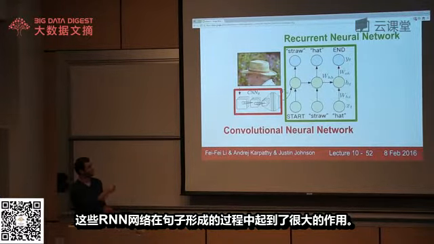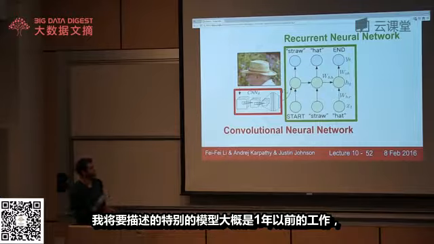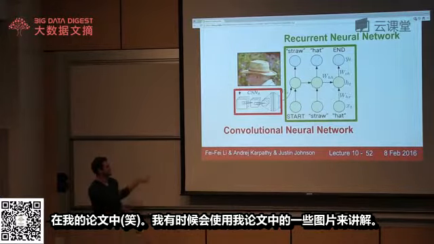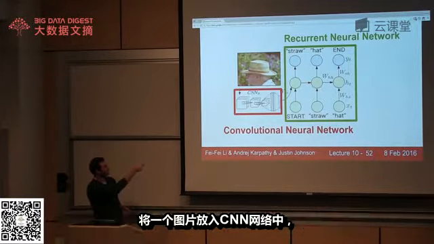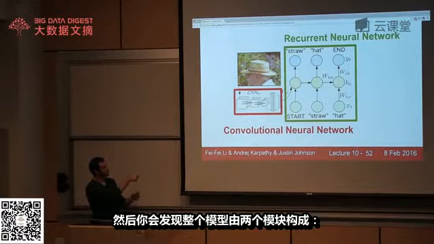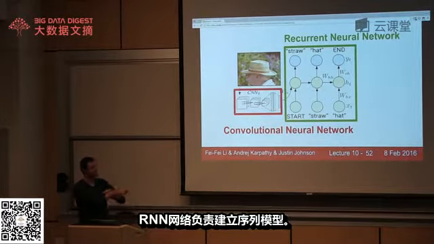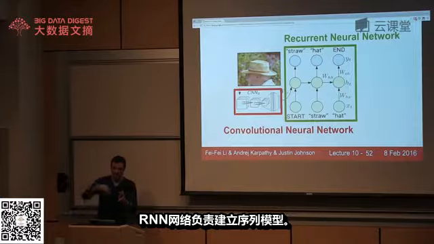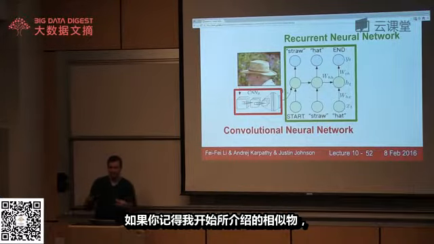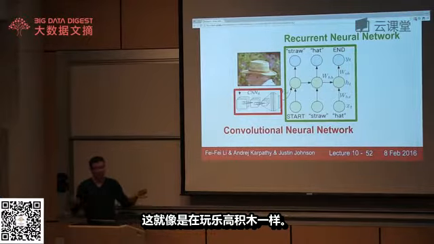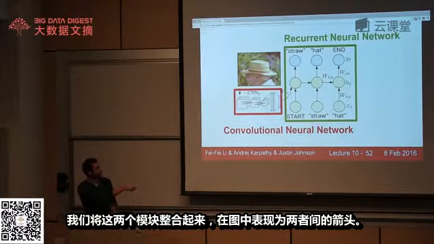So in this particular model that I'm going to describe, this is work from roughly a year ago. It happens to be my paper, so I'm going to use pictures from my paper. We're feeding an image into a convolutional neural network. And you'll see that this full model is actually just made up of 2 modules. There's the convnet that is doing the processing of the image, and there's the recurrent net, which is very good with modeling sequences. And if you remember my analogy from the very beginning of the course, this is kind of like playing with Lego blocks: we're going to take those 2 modules and stick them together. That corresponds to the arrow in between.